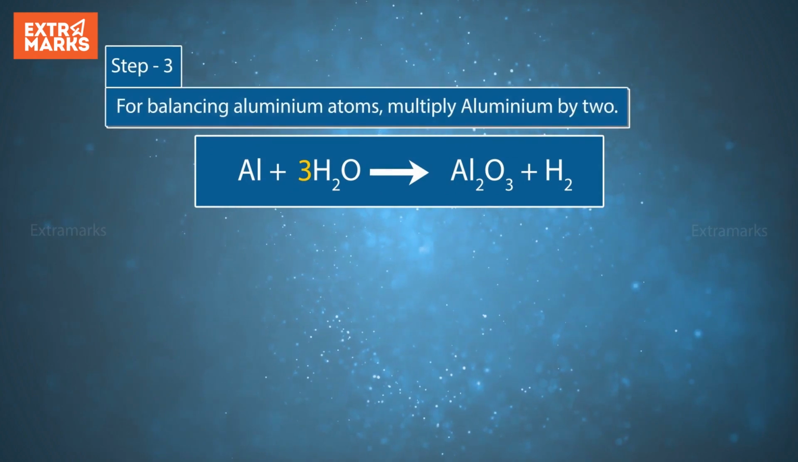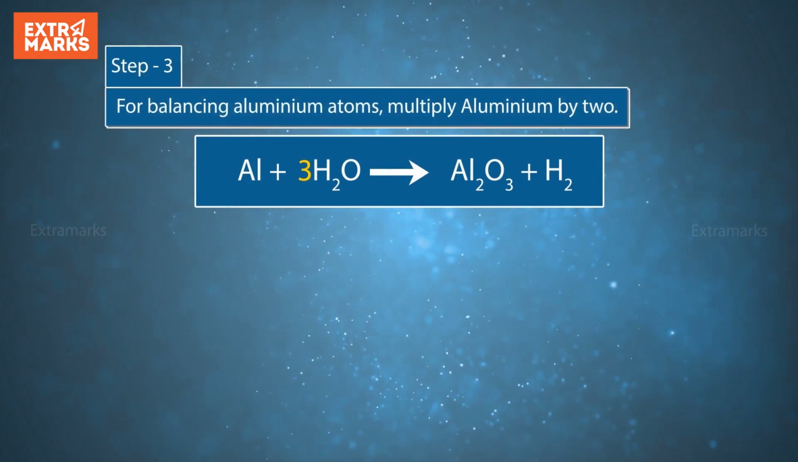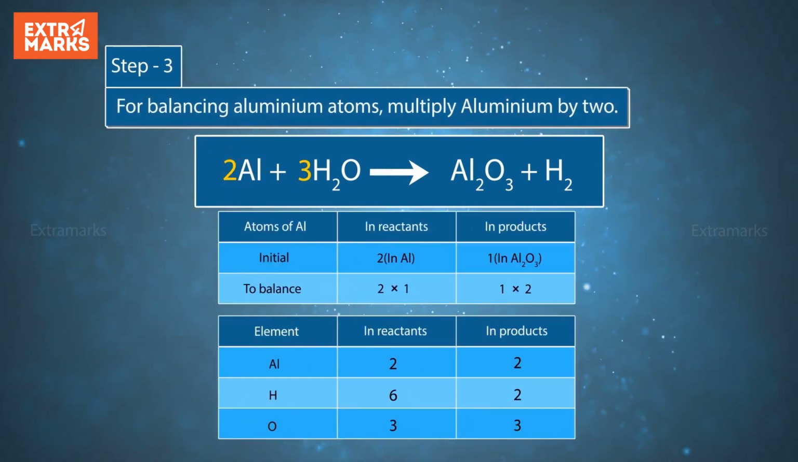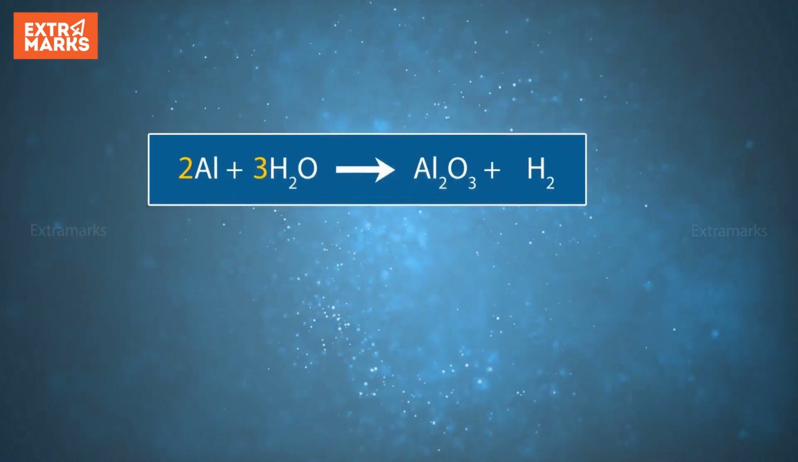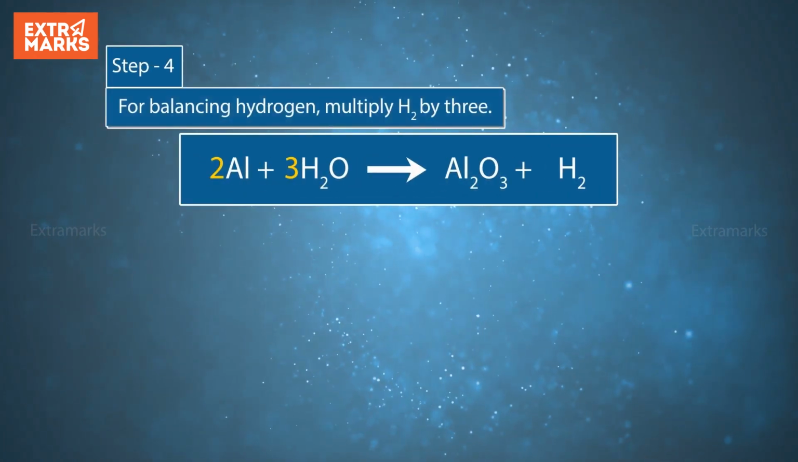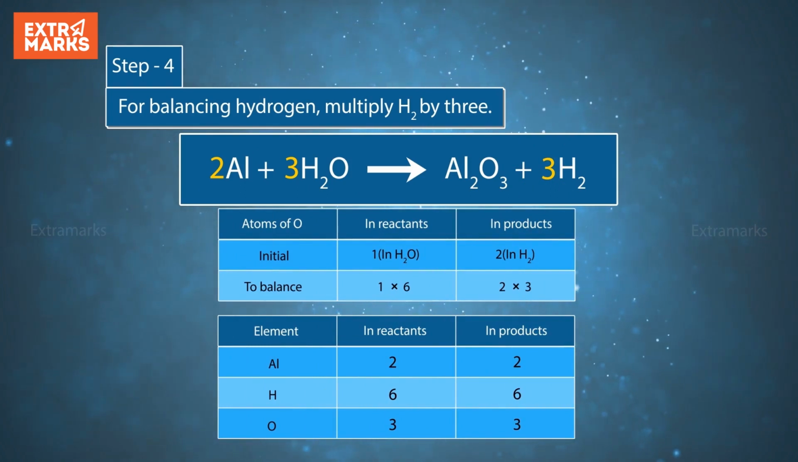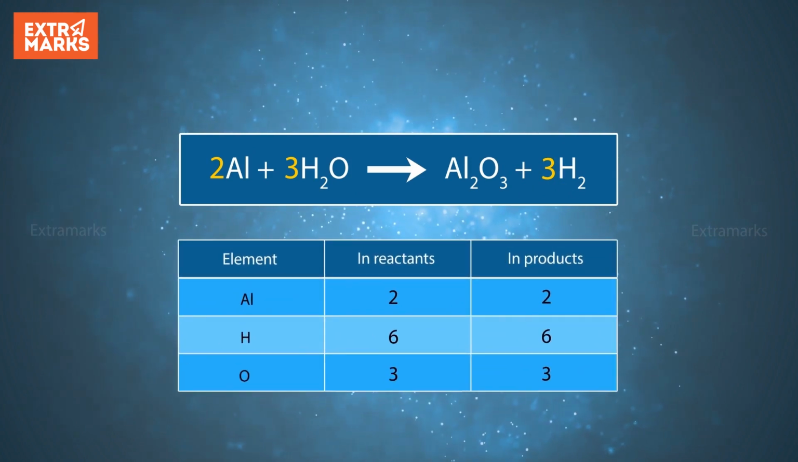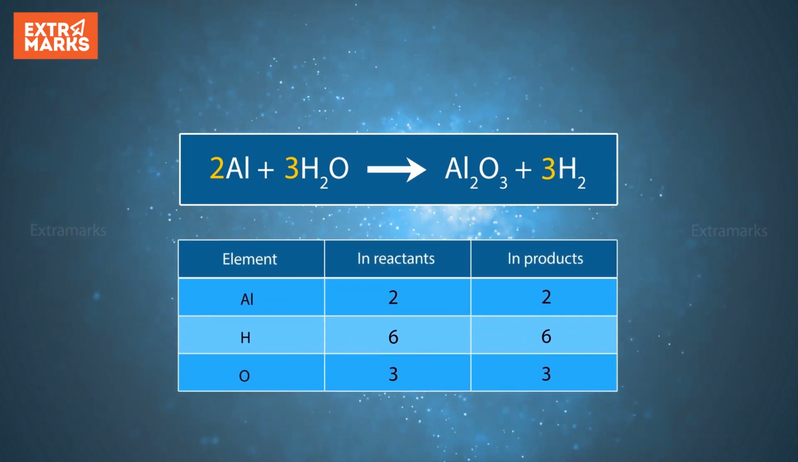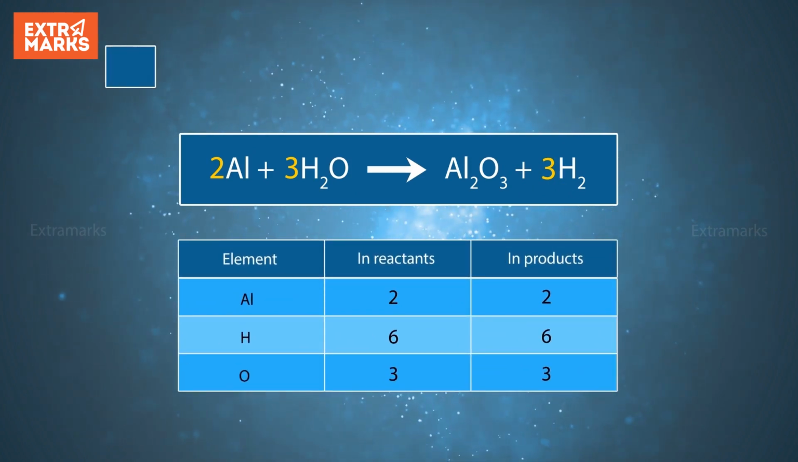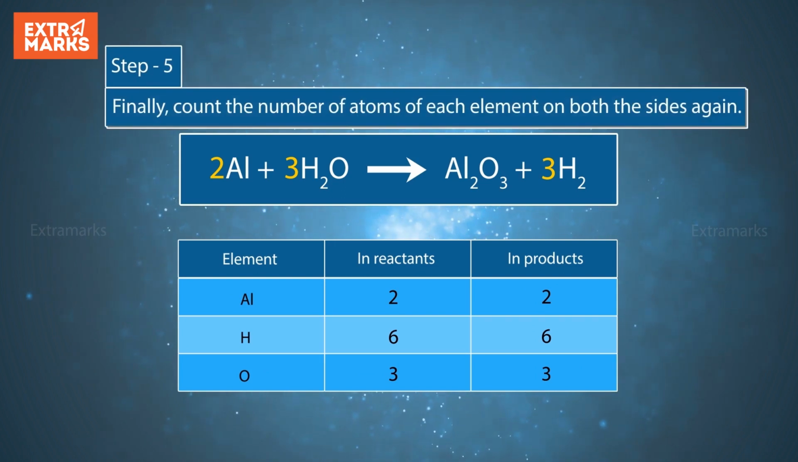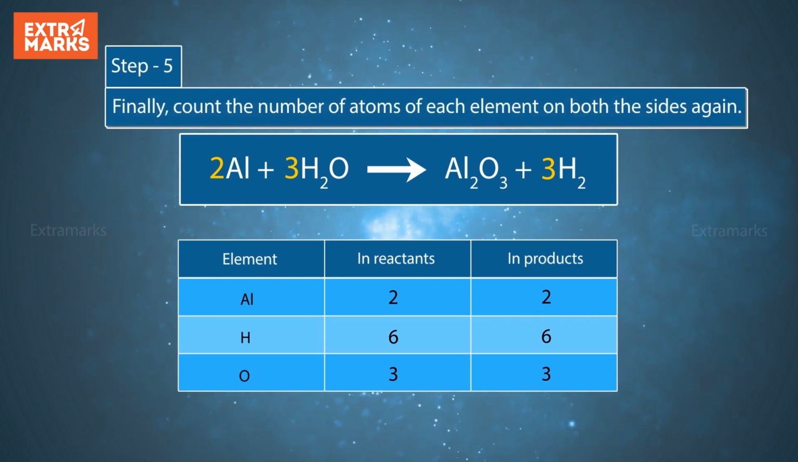For balancing aluminium atoms, multiply aluminium by 2. For balancing hydrogen, multiply H2 by 3. Remember, we have to write 3 only as the coefficient of H in H2. Now, count the number of atoms of elements on each side of the arrow. And finally, count the number of atoms of each element on both the sides again.